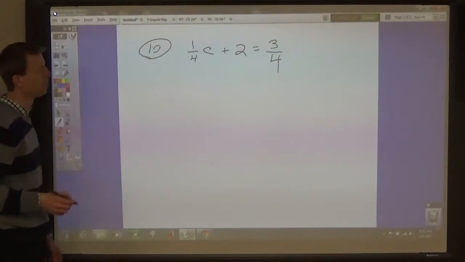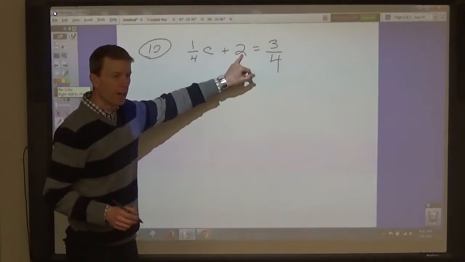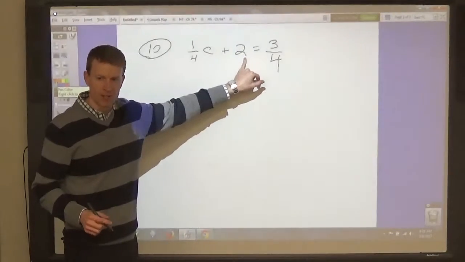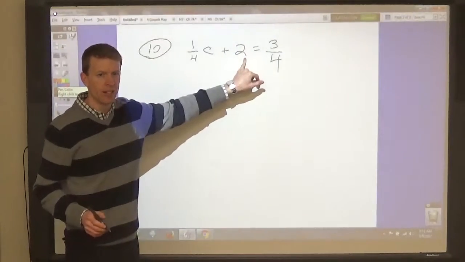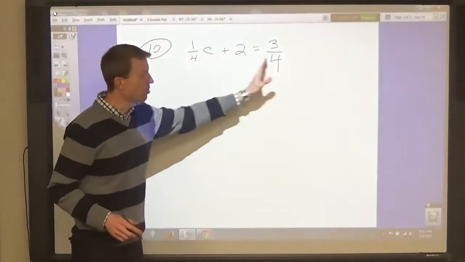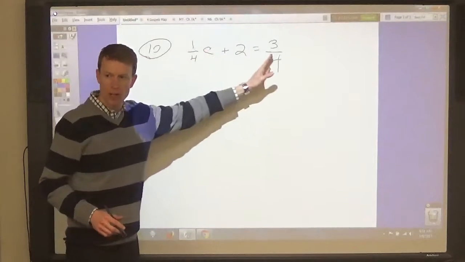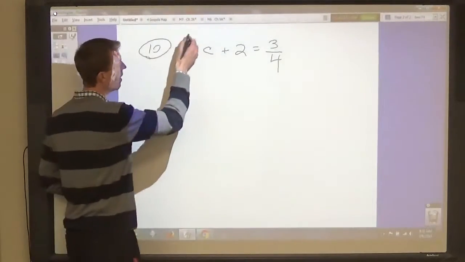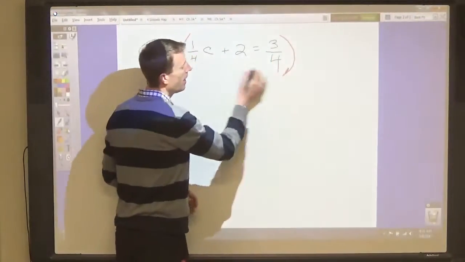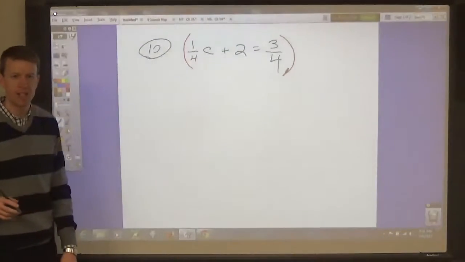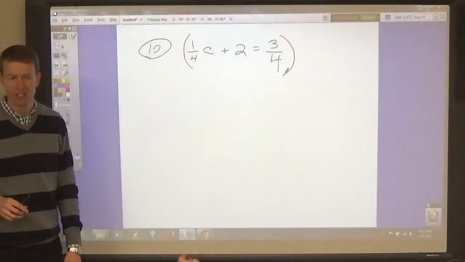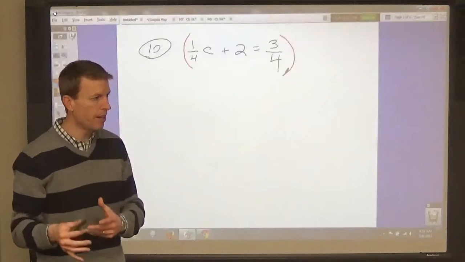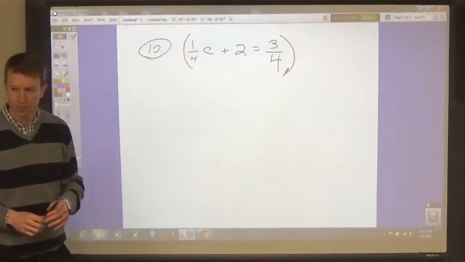Now, one of the ways that you can solve fraction equations is to get rid of a fraction. We can eliminate all the fractions in an equation by multiplying everything by a common multiple or a common denominator. So, that's an option for you. You don't have to do it this way, but put this one in your notes.